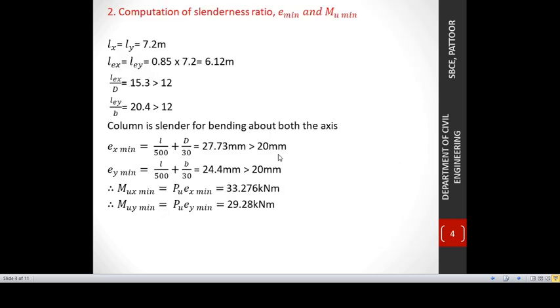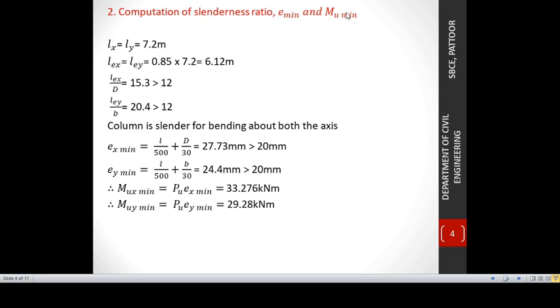Our next step is computation of slenderness ratio, e minimum and Mu minimum. First, we need to check the slenderness in both x-axis and y-axis. Since it is a rectangular section, we need to check the slenderness ratio in both axes. Next, we need to calculate the minimum eccentricity, and then the minimum moment due to that eccentricity.